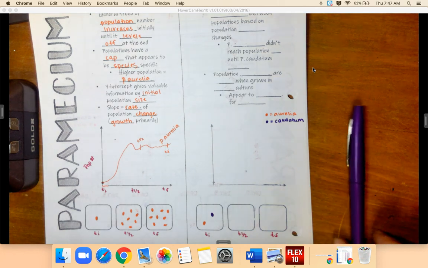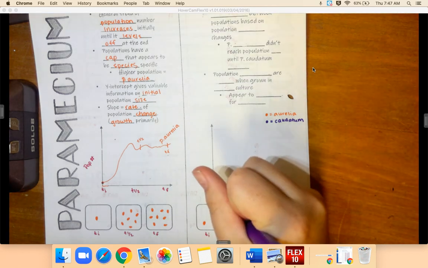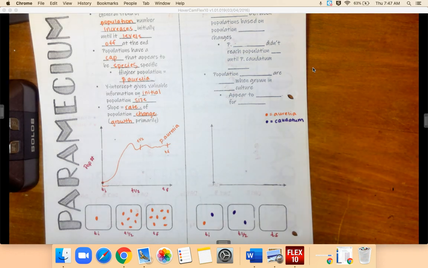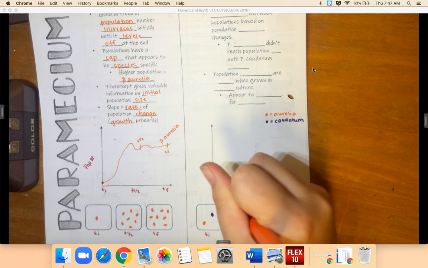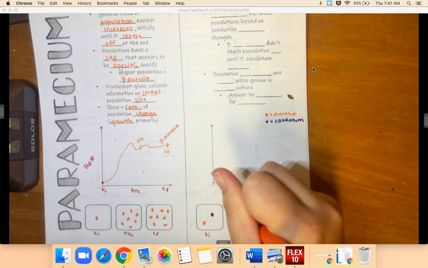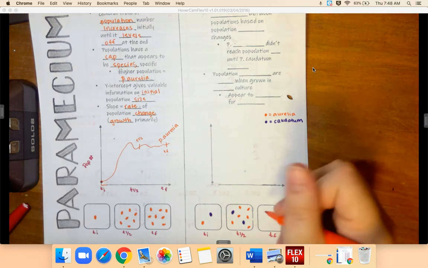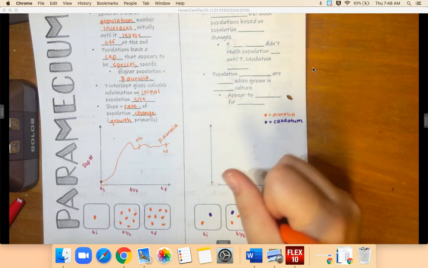At time half, there was only 2 of our PCs, and there was 2, 4, 6 of our PAs. And at time final, there were no PCs, and it was all PAs. 2, 4, 6, 8.